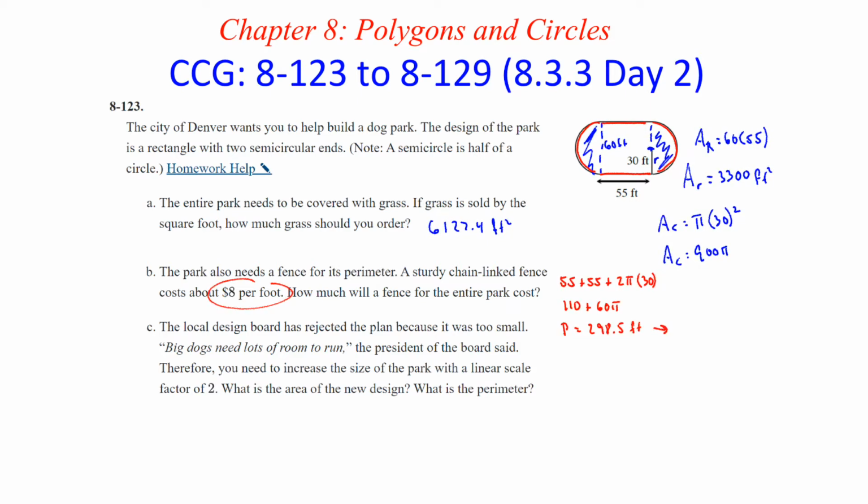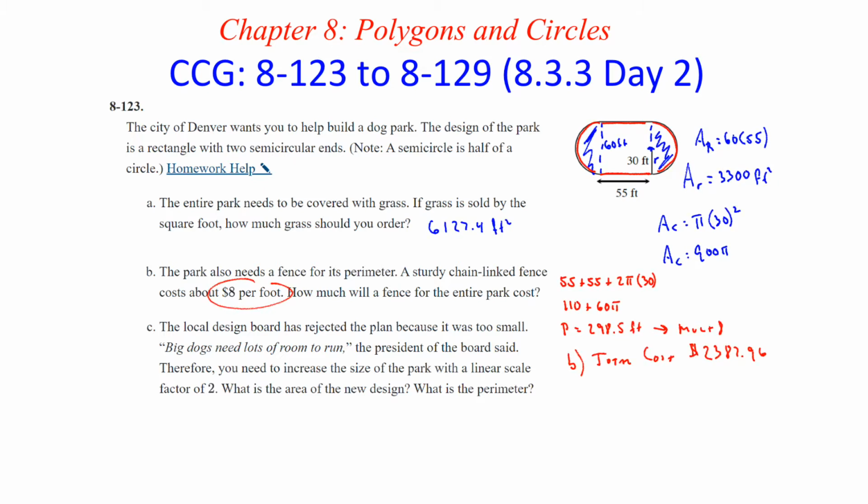So then you'll take this and you'll multiply it by 8, and then that means you'll have a total cost of $2,387.96. So for part B, the total cost for the fence will be $2,387, round to the nearest cent would be 96 cents.